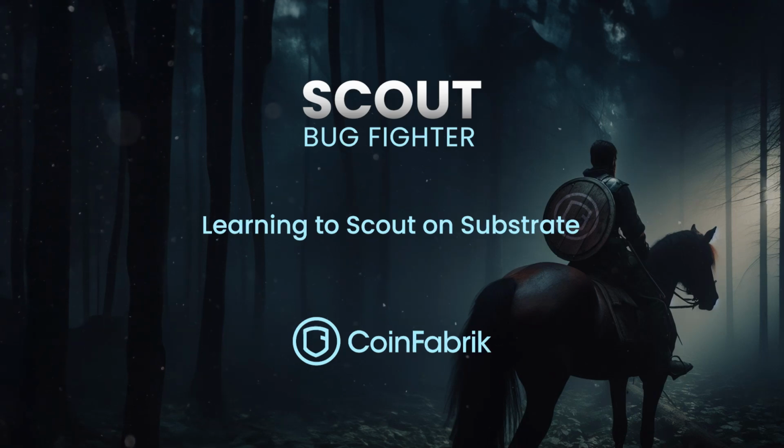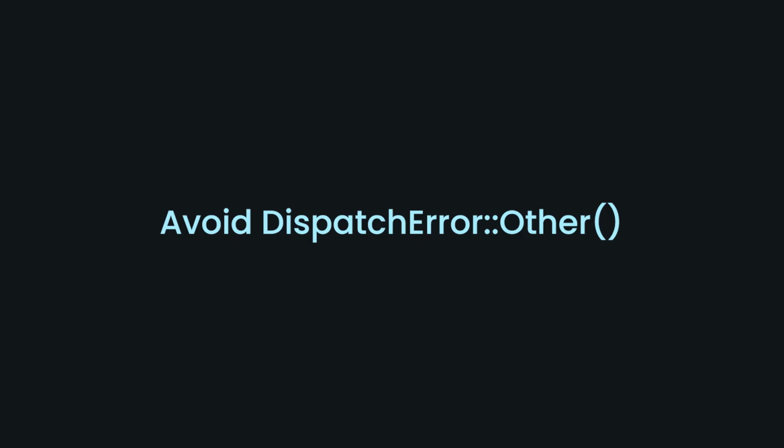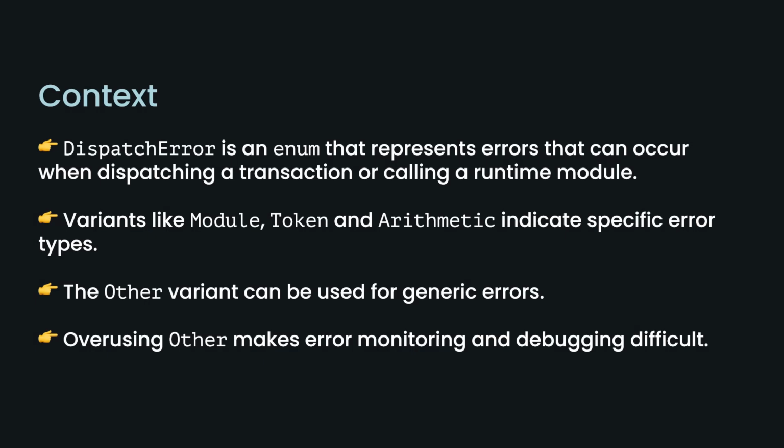Welcome to Coin Fabric's Learning to Scout series on Substrate, Polkadot's Rust framework for building modular and extensible blockchains. Today, we'll explore an issue known as avoid DispatchError::Other. Proper error handling is crucial in blockchain development.